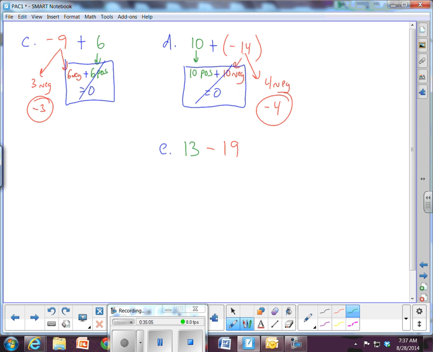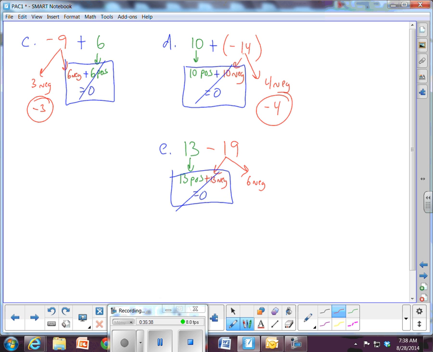Okay, how do we do the problem? Start with the one with the least. I'm going to take all 13 positives. I'm going to then take the same amount of negatives, plus 13 negatives. What does that equal? Equals 0 because they're opposite numbers. I used up 13 of the 19 negatives. How many are left? 6 negatives.